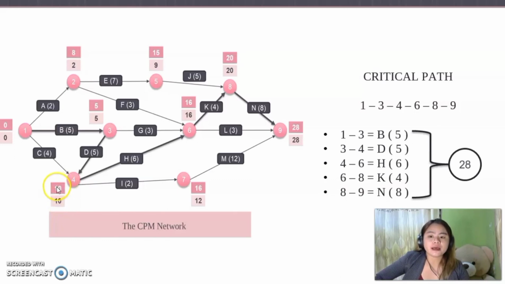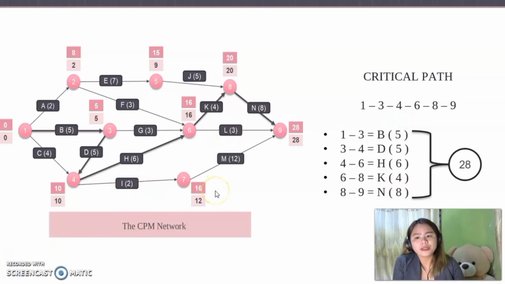And then 10 minus 5 is equal to the duration, which is 5. So that is the same way. So how are we going to find our critical path? Our critical path is 1 to 3, 3 to 4, 4 to 6, 6 to 8, and 8 to 9. So again, each and every node of a critical path is always equal.